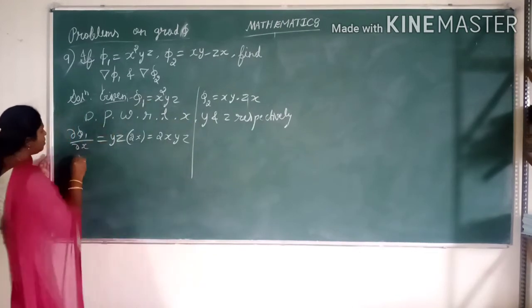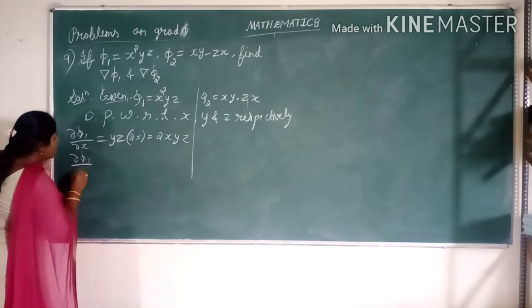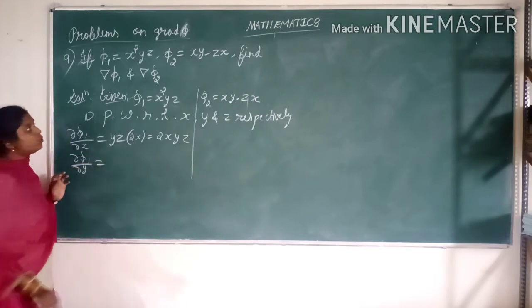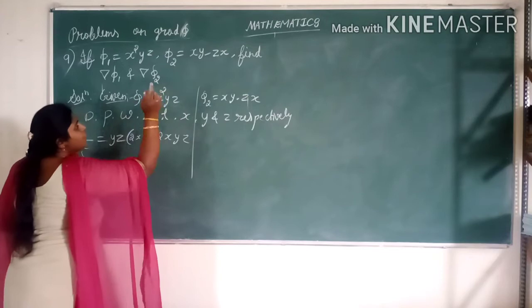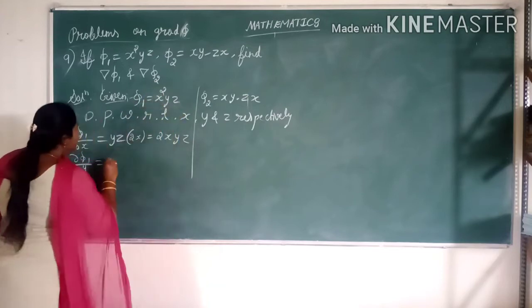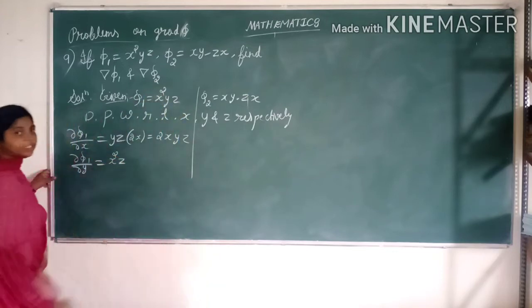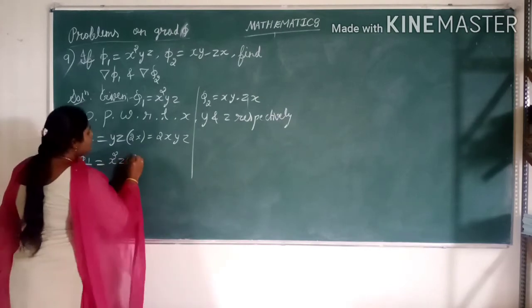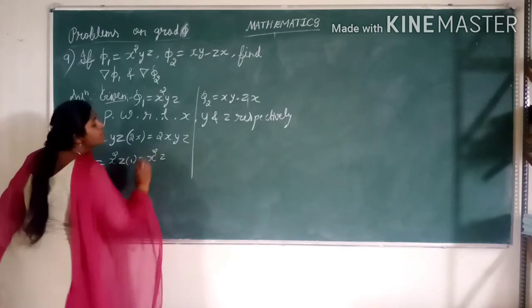For the given function phi1, we get what? ∂phi1/∂y is equal to. While differentiating with respect to y, you take x and z as constants, so treat x, z as a constant. The differentiation of y is 1, that is x²z.